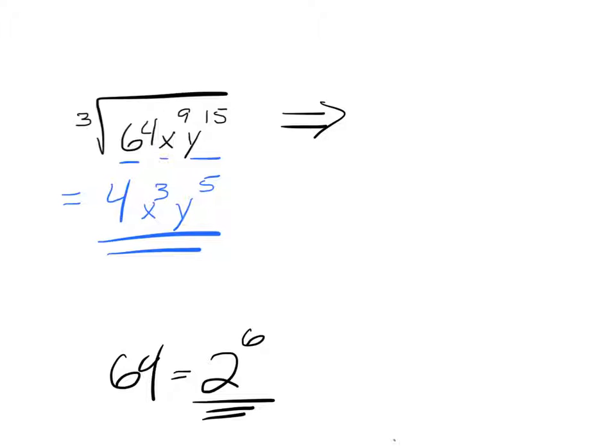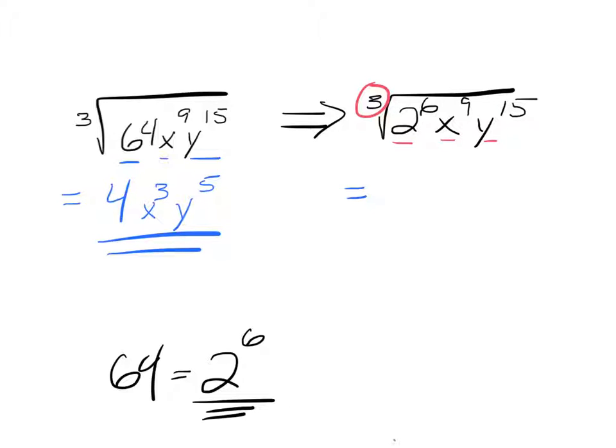So up here, I'm going to attack this problem again. The only difference is, instead of 64, I'm going to write 2 to the 6th in its place, then x to the 9th, and y to the 15th. What's beautiful about using 2 to the 6th instead of 64 is now I don't need to treat the numbers and the variables differently. I'm just going to treat these all like exponential expressions, meaning that when I take the cube root, again this is the index of 3, I'm going to divide each of these factors' exponents by that 3.